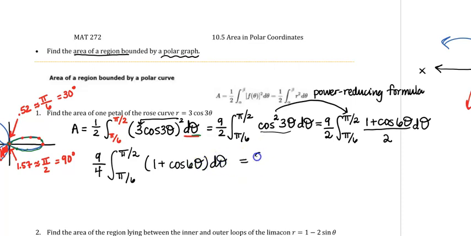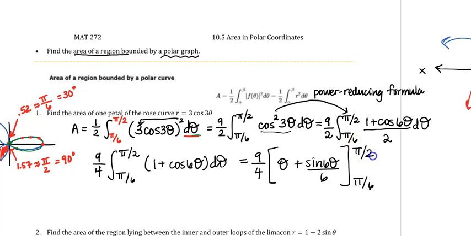And now we integrate with respect to theta. We will need to use a u sub in here. Think about u and du. We'll have to get a 1/6 to account for the 6 theta on the inside of that cosine. And the integral of cosine is sine. And this is evaluated from pi over 6 to pi over 2.